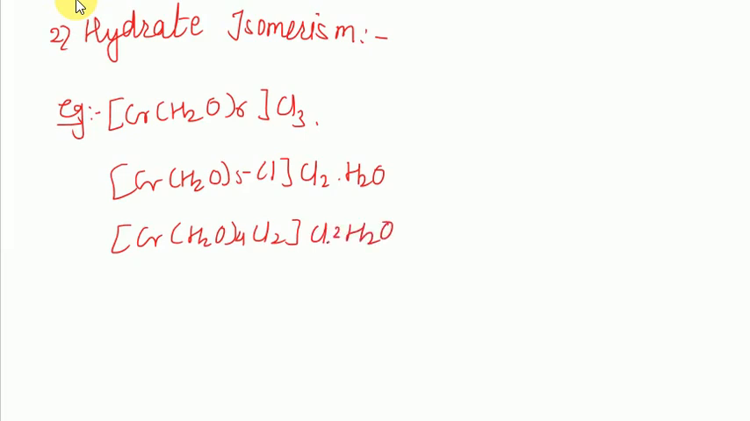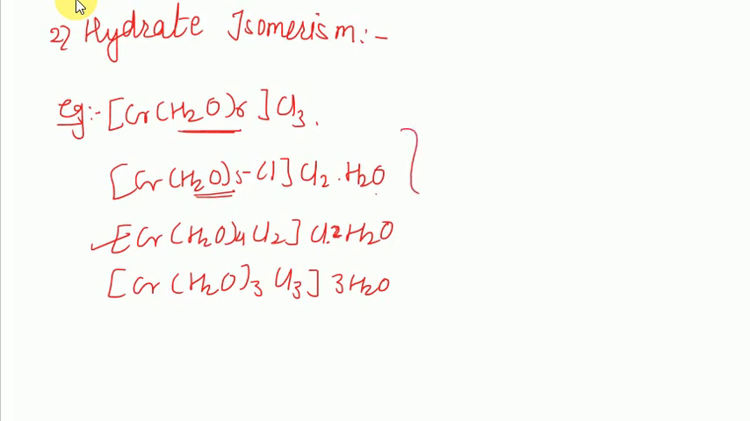One more isomer we can write for this: chromium H2O 3 times Cl3 and thrice H2O. Now see, the water molecule is different. The 6 water molecules here are all coordinately bonded to the central metal ion directly, while here in the second isomer the water molecule is outside the square bracket, and in the next formula the two water molecules are outside the bracket. Such isomers are called hydrate isomers.